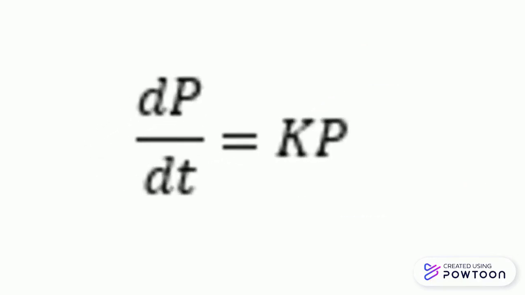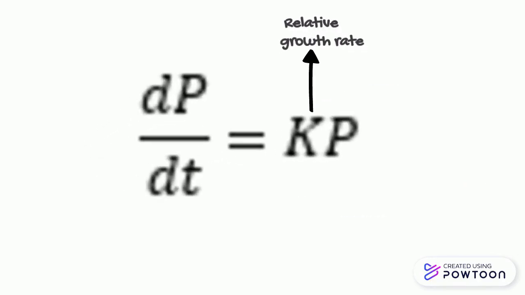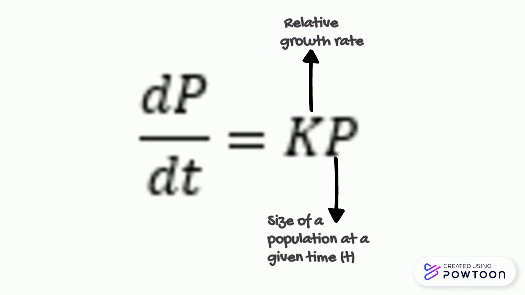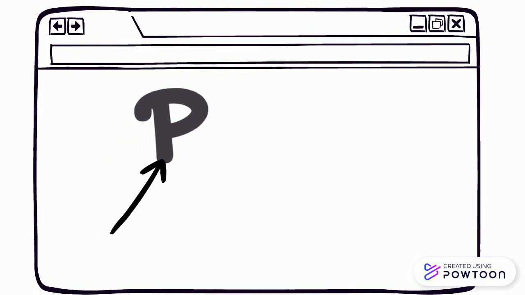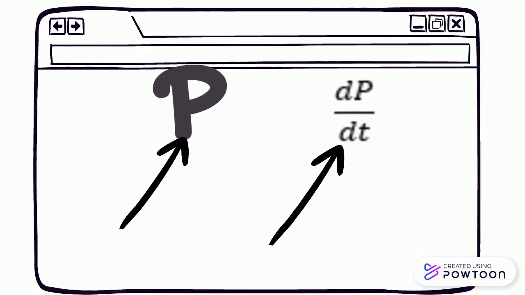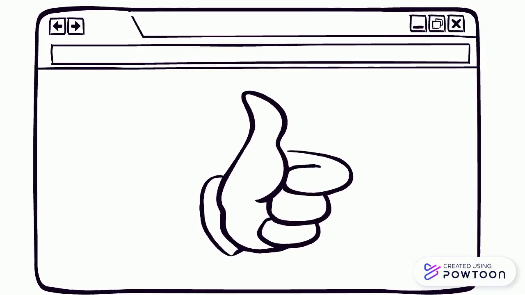In our equation, k is equal to the relative growth rate, P is equal to the size of a population at a given time, and if our population increases, the division of the derivatives will also increase proportionally.